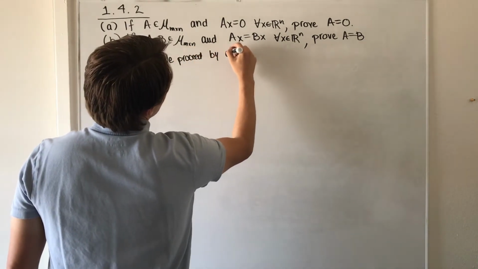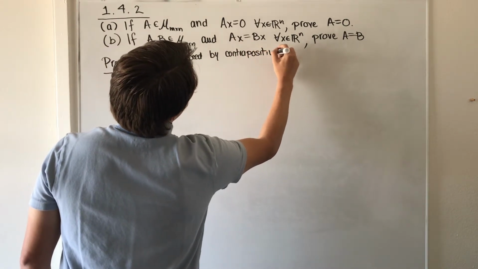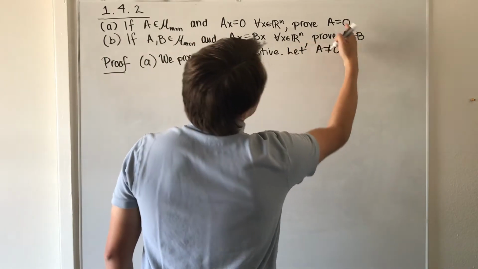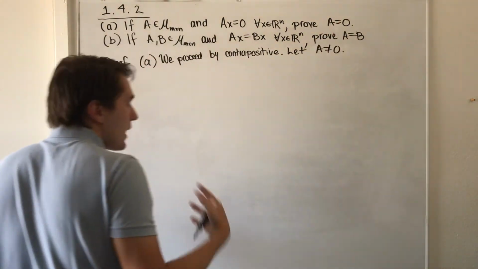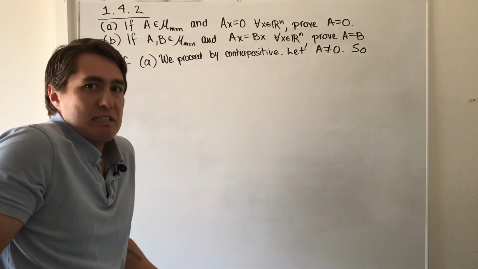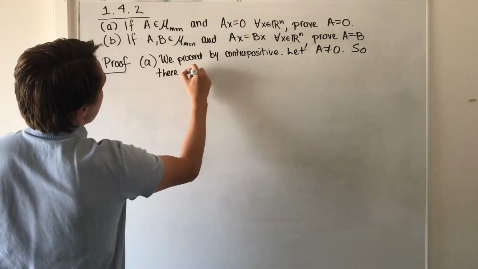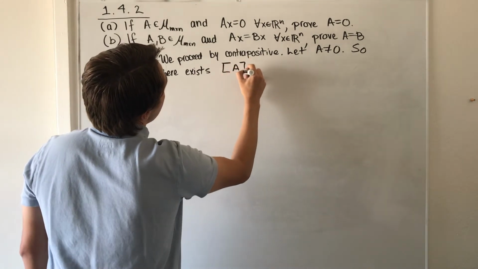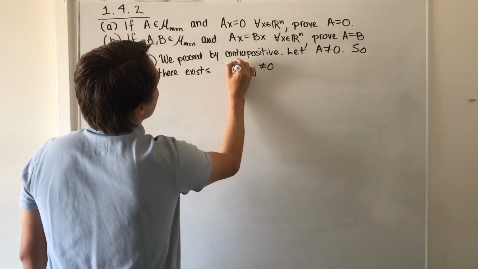Okay, so we proceed by contrapositive. Let A be different from 0. So this is me denying Q, right? My consequent. So A is not 0. It's not the 0 matrix. Well, if it's not the 0 matrix, there must be something in it that's not 0. So there exists some i and j.